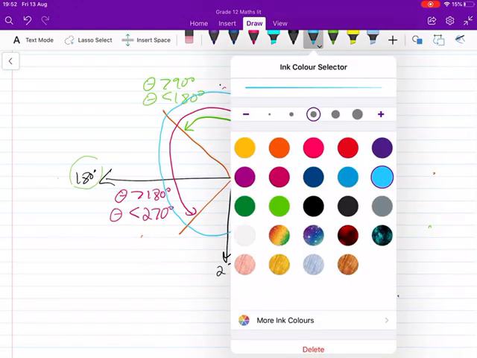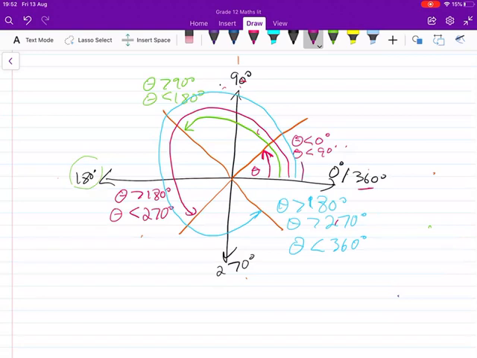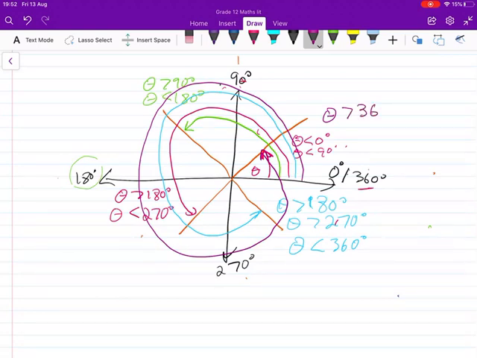Well, I am out of colors. Let me use purple. What about this angle here that I'm trying to squeeze? Well, this angle here is greater than 360 degrees. All right. Did you see how I got those things?